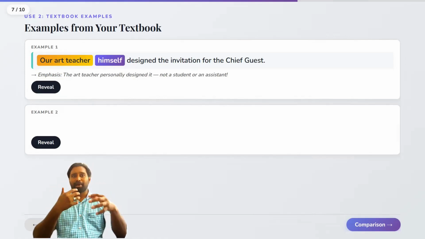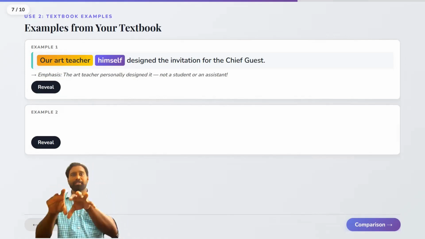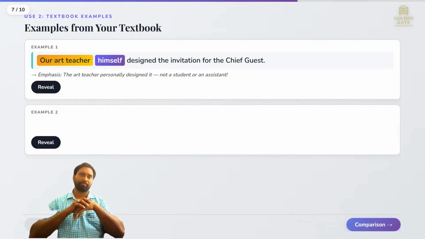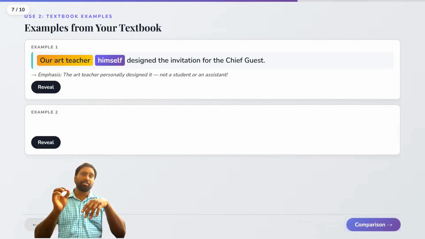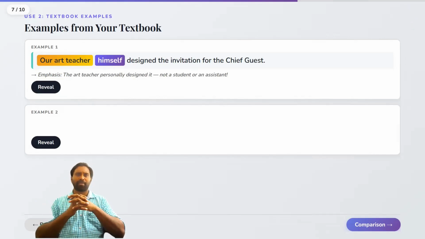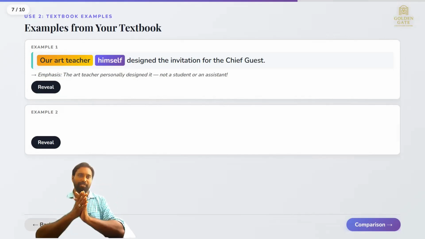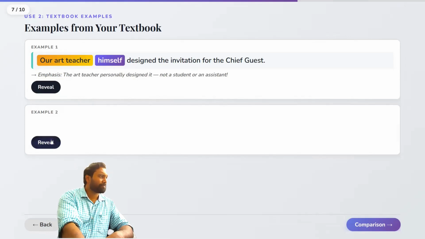Now let's apply the test. Let's remove the reflexive pronoun and see what would happen. What would we get? Our art teacher designed the invitation for the chief guest. Does it make sense? Yes, the sentence is complete. Therefore, this is the emphatic use. We have used the reflexive pronoun for emphasis. Clear? Let's take the second example.